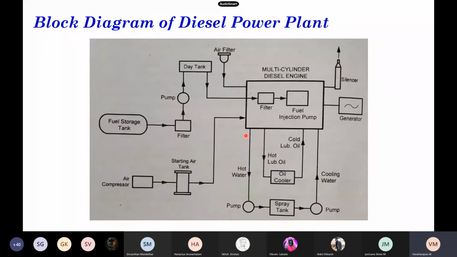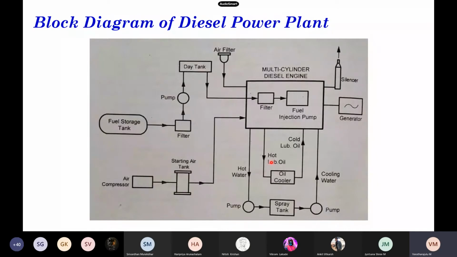And concerning the fourth system, the exhaust system, a silencer or a muffler is provided to reduce noise pollution. That was about the exhaust system. And the fifth system is the engine cooling system.